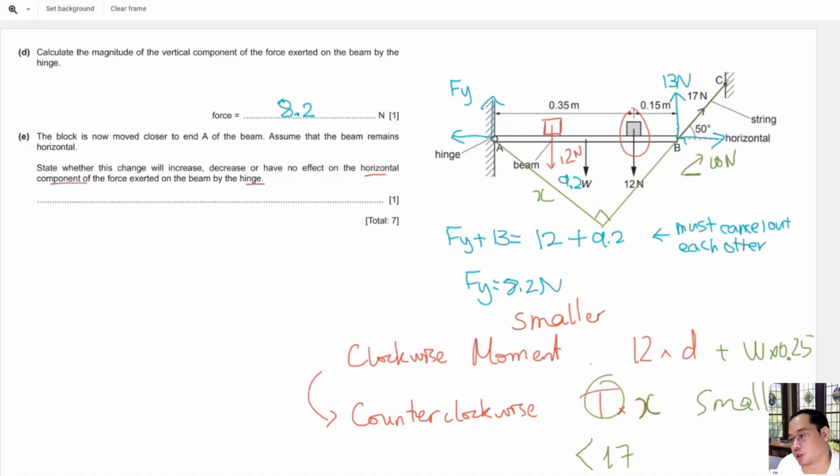So the horizontal component here is smaller and results in the smaller component of the hinge force here also. Okay, so the tension here depends on the position of this block, and the force that the hinge exerts on the beam also depends on the position of the block. The question is just state without explanation. So you just need to say that the component is smaller. One word, smaller. One mark.